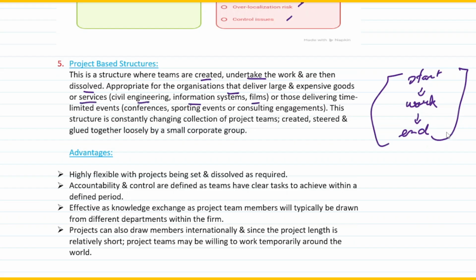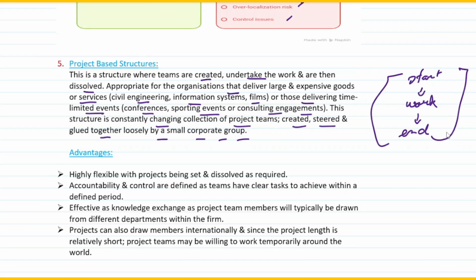And when we talk about those delivering time limited events, it can be conferences, sporting events or consulting engagement. Example, IPL, that's the best example of a project based structure. This structure is a constantly changing collection of project teams created, steered and glued together loosely by a small corporate group. So it is basically handled by a small corporate group. Reason being the duration is not very long, so there is no question of having a large corporate group.